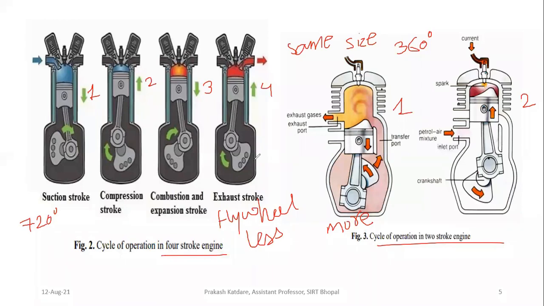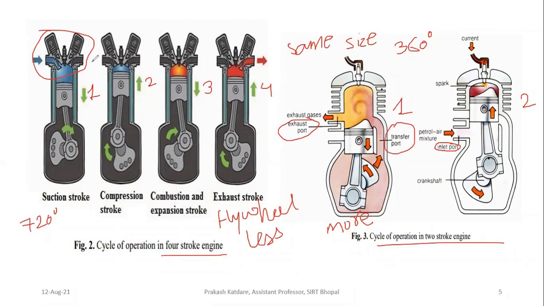Lesser cooling and lubrication is required for a 4-stroke engine, whereas a 2-stroke IC engine requires a large amount of cooling and lubrication. In four-stroke IC engine, we can see there are valves, and in two-stroke, there are no valves, just ports. One is inlet port, one is exhaust port, and another one is our transfer port.